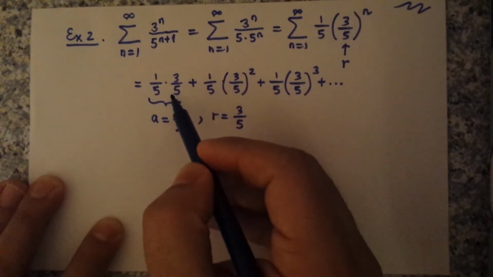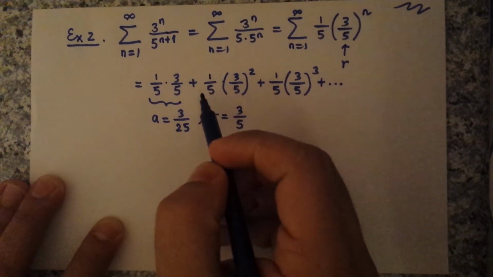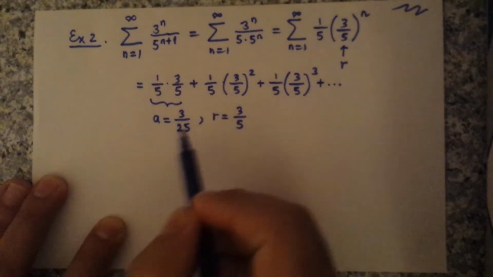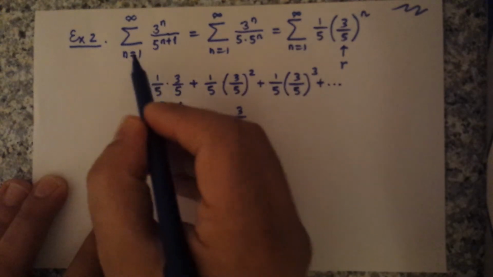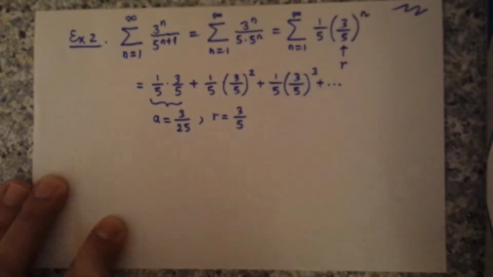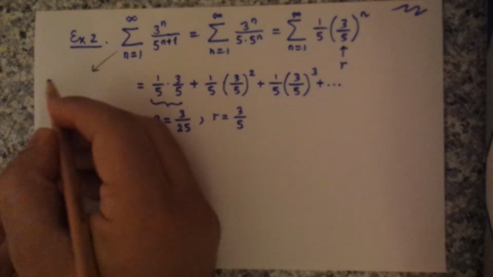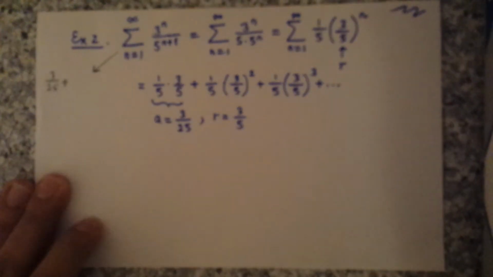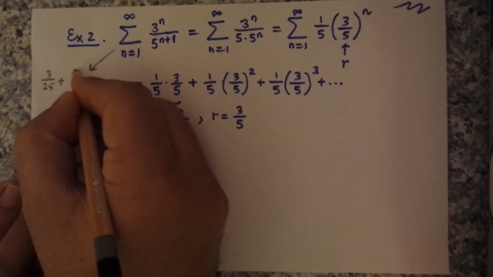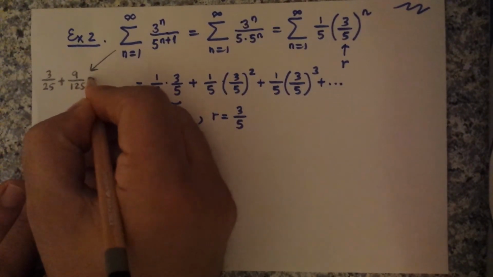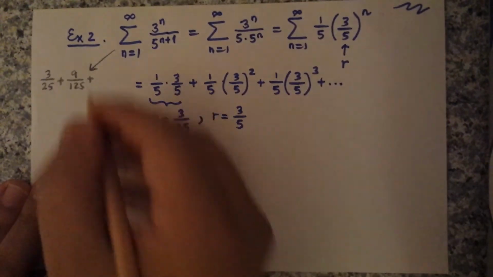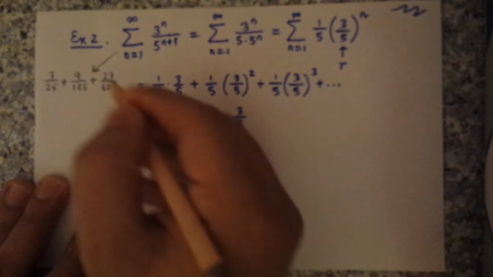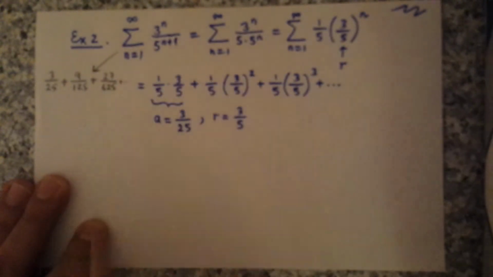So that will be like 3 over 25 times 9 over 125. Each time you will be multiplying by 3 over 5. You can really see this by expanding this one as well. I mean, if you would like, I can just do that here. If you plug in 1, you're going to get 3 over 25, plus if you plug in 2, you're going to get 9 over 125, plus if you plug in, for example, 3, that will be 27 over 625, each time you multiply, and so on. See, you just come up with the same thing.